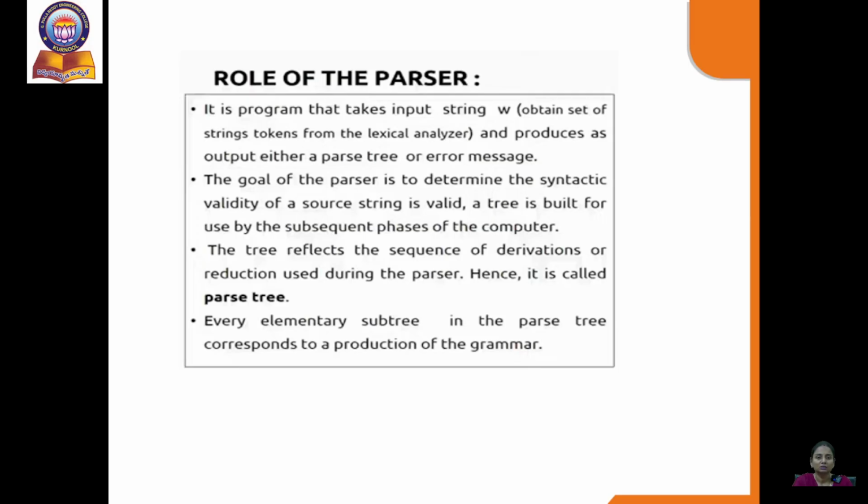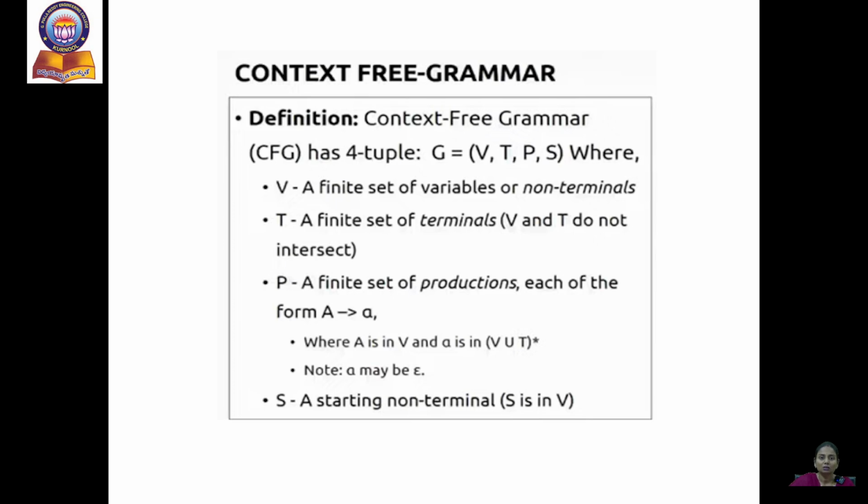Here the elementary subtree in the parse tree corresponds to a production of the grammar. We'll see the parse tree here; the construction follows the context free grammar. The grammar followed by the construction of a parse tree is a context free grammar. We all know that the context free grammar follows 4 tuples that we can represent as G equals V, T, P and S, where V stands for the finite set of variables or non-terminals.